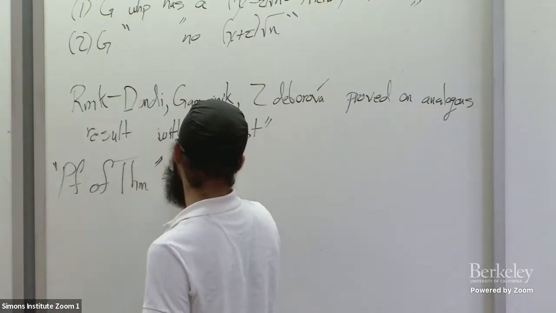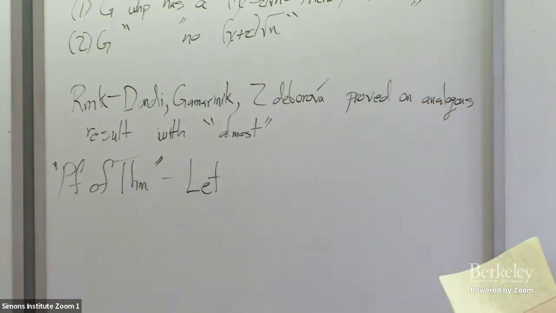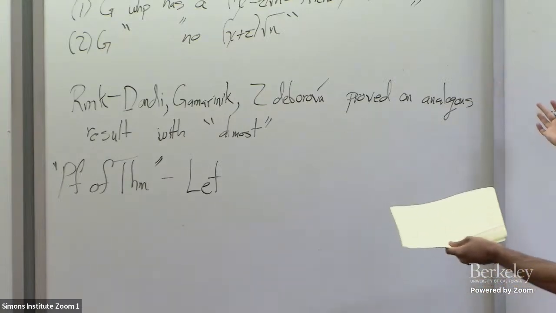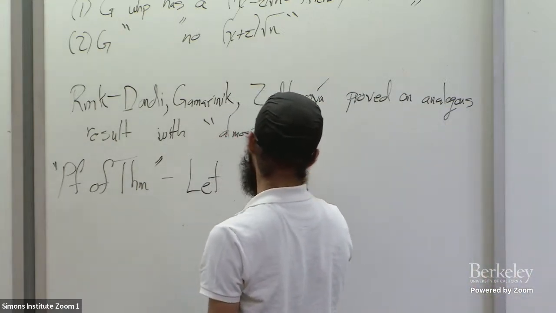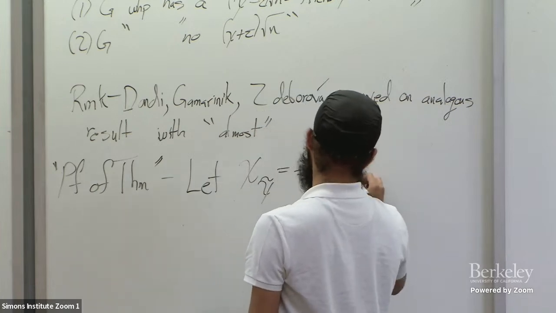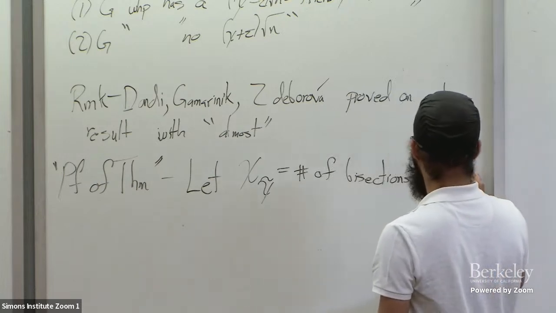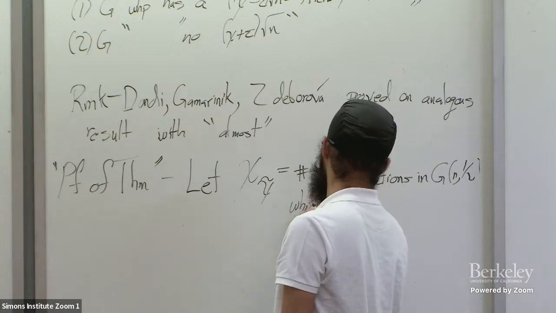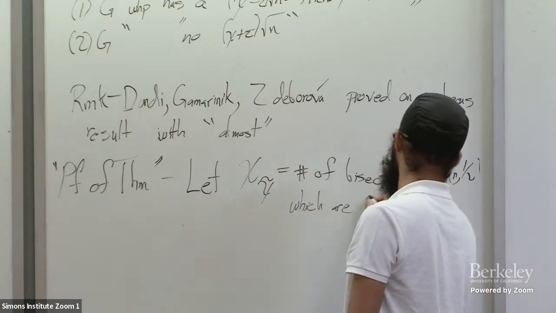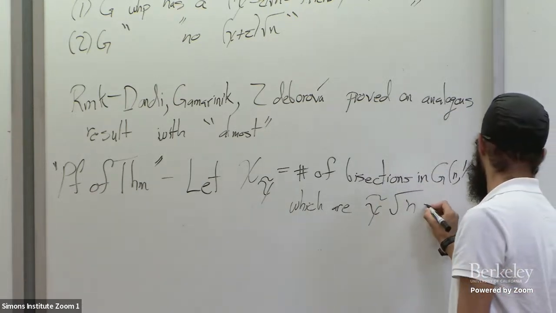So what we're going to do is try the first thing you might believe might work, which is let's actually just try the first and second moment method here. Okay, so let x of gamma tilde be the number of bisections in Gn1/2. I'm sampling G from Gn1/2, which are gamma prime times root n friendly.